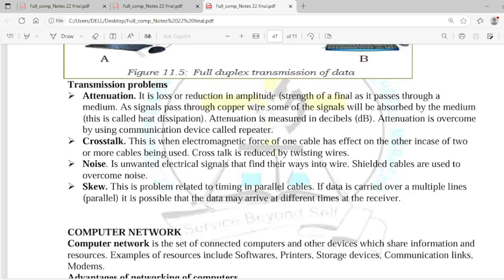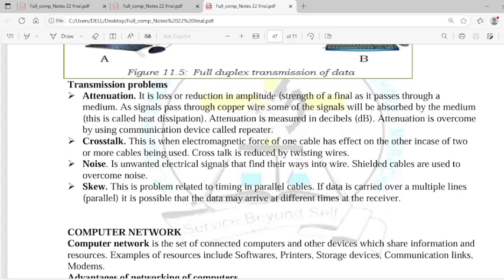So the second problem is crosstalk. Crosstalk is where the electromagnetic force of one cable has an effect on the other in case of two or more cables being used. In a communication, if two or more cables are being used, you find once a signal in one of the cables affects the performance of the other cable.